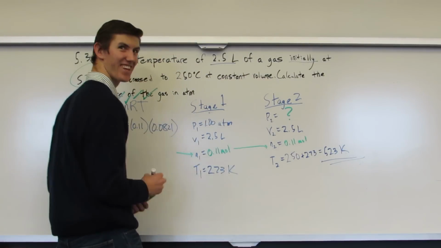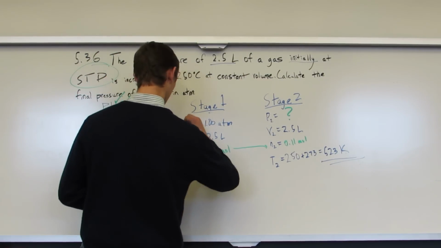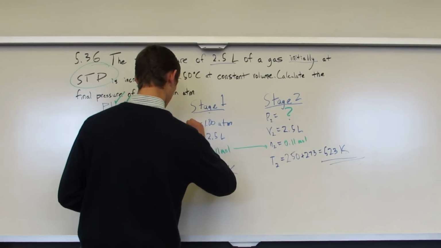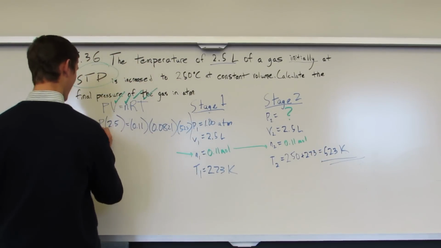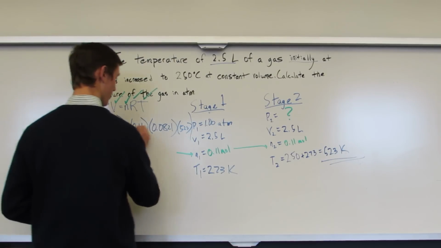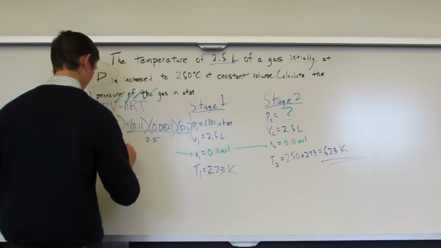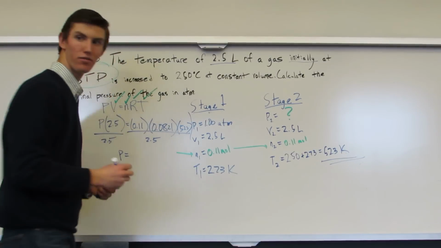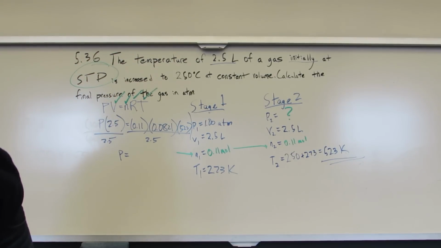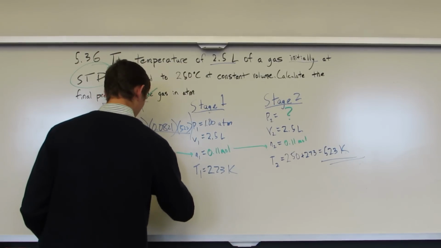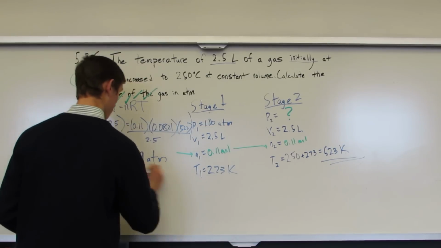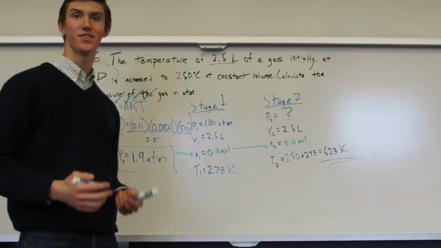I can't reiterate that enough. Kelvin. 523. Kind of get a little tight over there, sorry. All right, and divide by 2.5 to solve for P. And we get, for our final pressure, when you do that out, 1.9 atmospheres. All right, so that's our answer for P2. And that's your final answer.